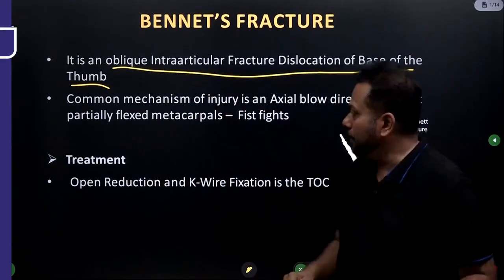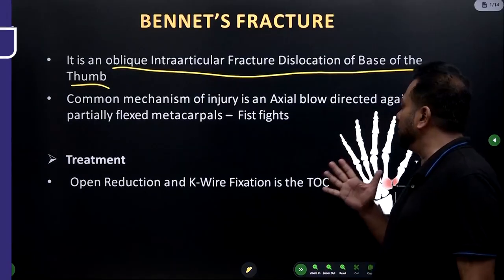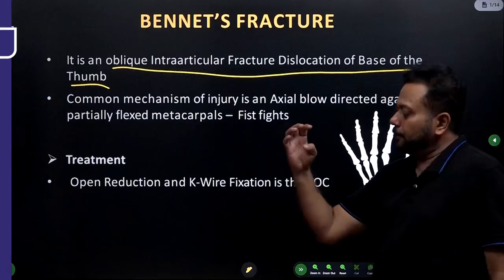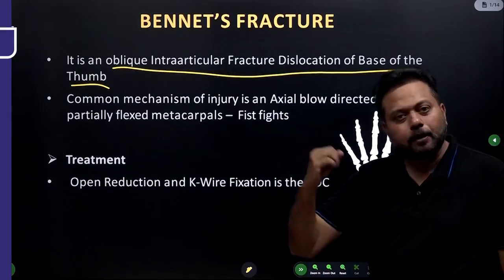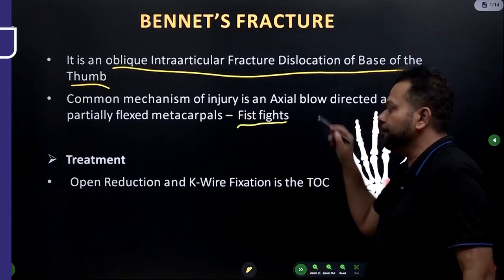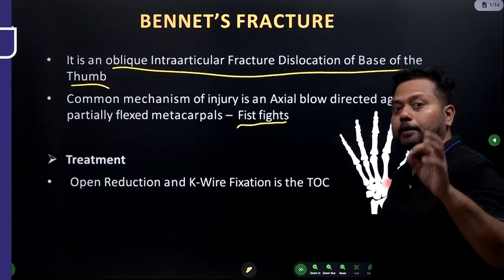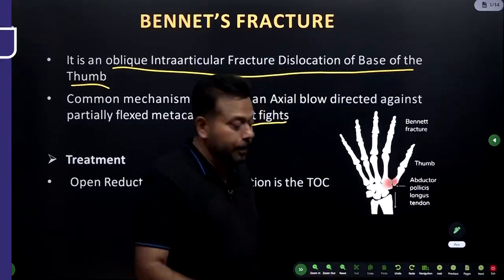That's the only difference. Okay, most common mechanism of Bennett fracture is axial blow directed against a partially flexed metacarpal. It's like this, fist fighting. So it's called fist fighter's fracture. And treatment of choice, even though it's a very small fracture, open reduction internal fixation with K wire is a must. Okay, because there is a big problem, dear friends.